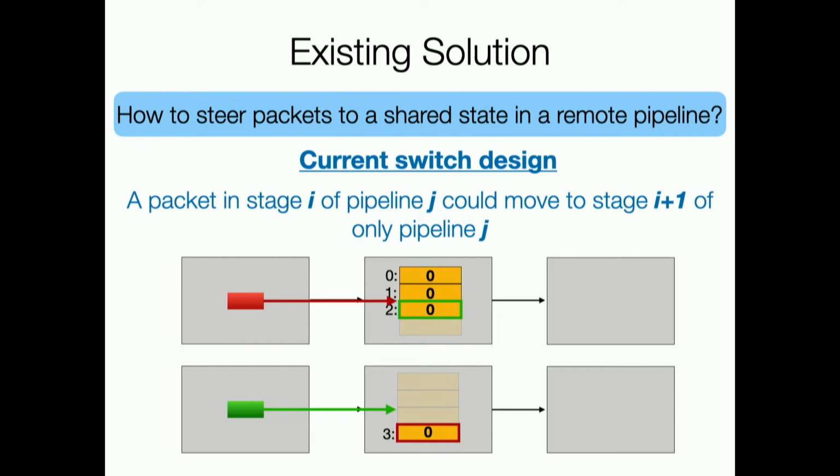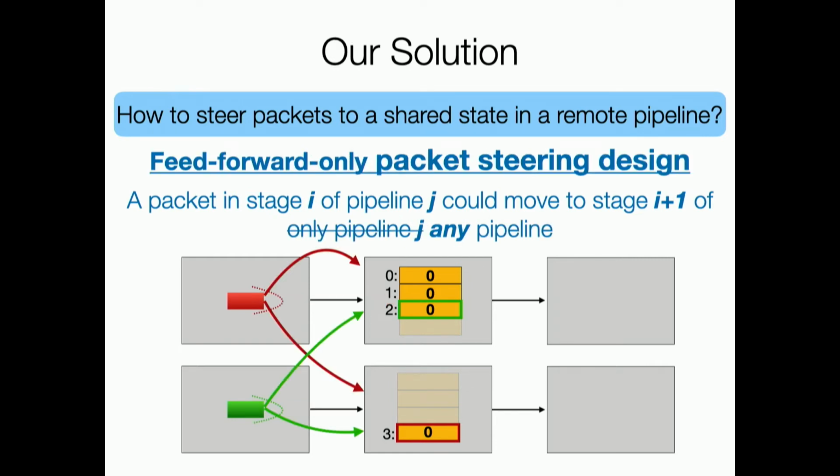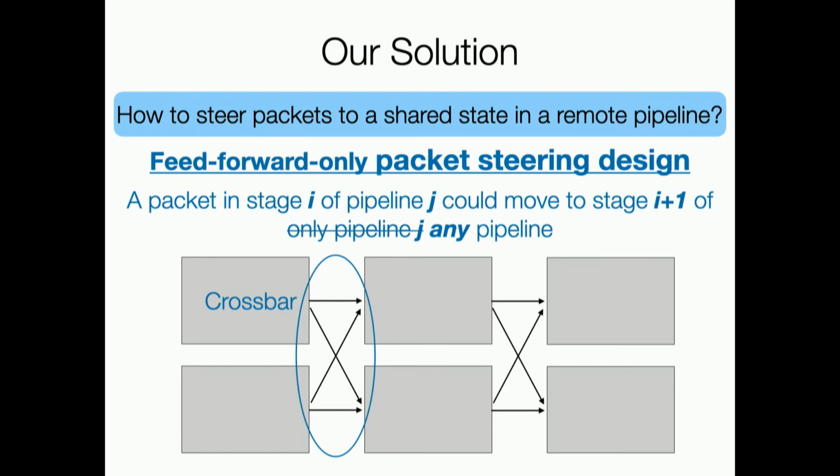This is the abstraction of the current switch design. A packet in stage I of pipeline J could move to stage I+1 of only pipeline J. That's what your current switch says you can do, and we have seen the issues with that. So what we are going to do is modify the hardware slightly, and allow a packet in stage I of pipeline J to move to stage I+1 of any of the pipelines. The way we are going to achieve it is very simple. Many of you would have already thought: we are just going to use a crossbar.